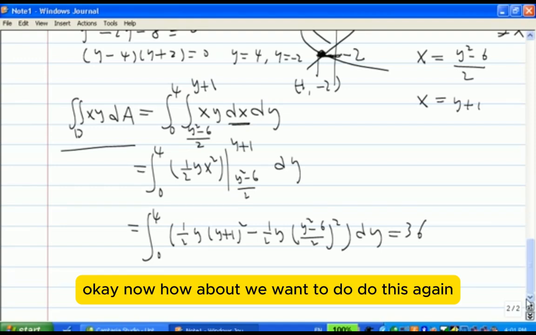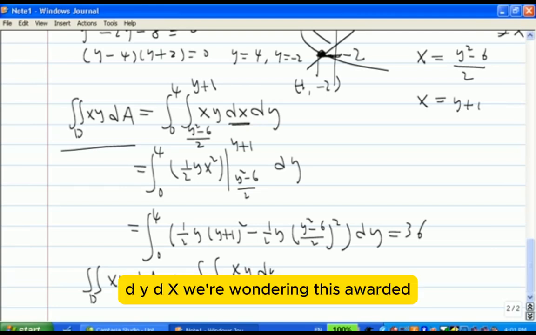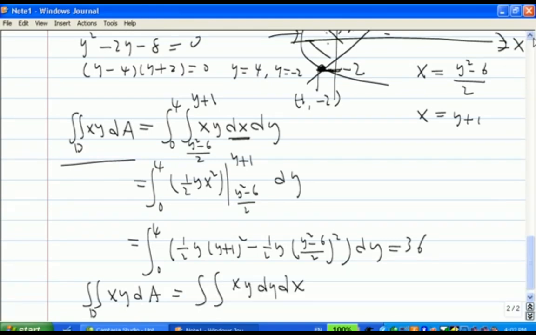Okay, now how about we want to do this again. This time we want x outside, dy dx, we want to in this order. How should we do that?